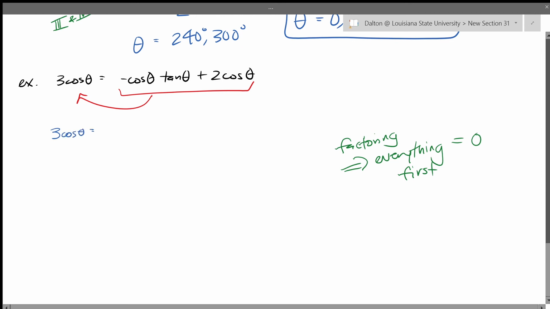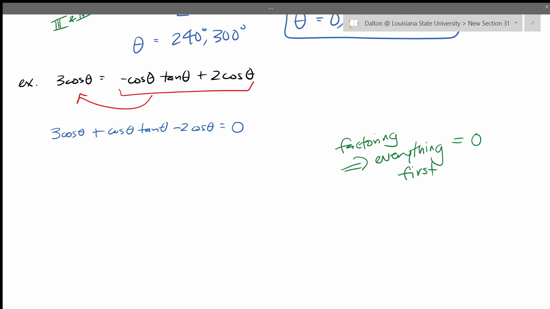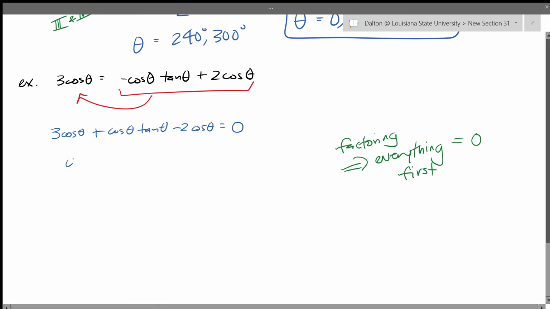On the right-hand side, negative cosine theta times tangent theta will change to a positive cosine theta tangent theta. And then plus 2 cosine theta will change to a negative 2 cosine theta, all equal to 0. So if I get it equal to 0 and then I factor, I notice all 3 of these terms have a cosine value. So then I have a cosine. If I factor that out, I'm left with 3 plus tangent in the middle term, and then I'm left with negative 2 in the third term, equals 0.